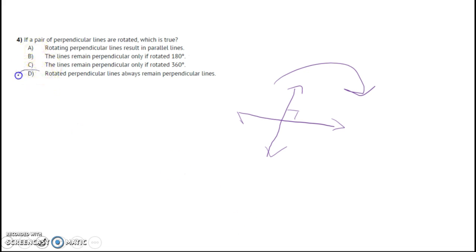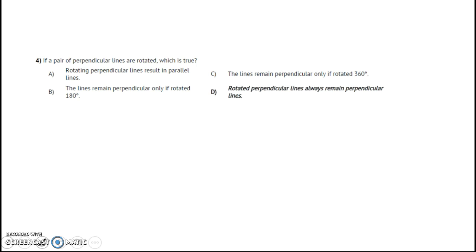So it's actually going to be D. They always remain perpendicular. As long as we're rotating both of them, which we are, they always remain perpendicular to each other.